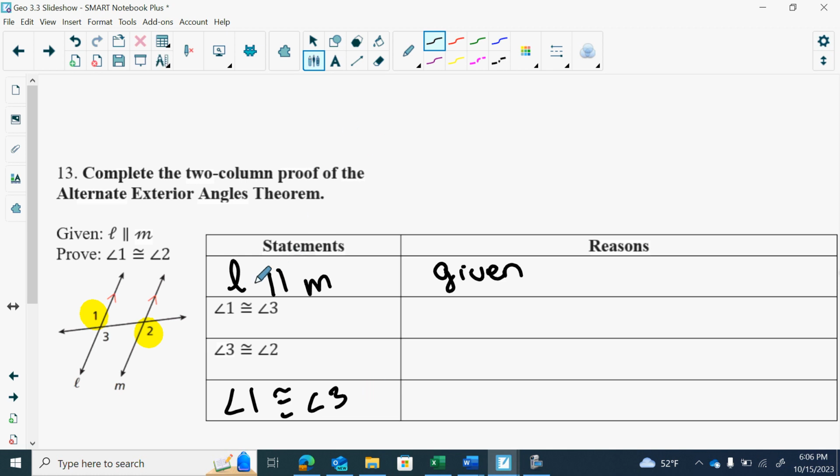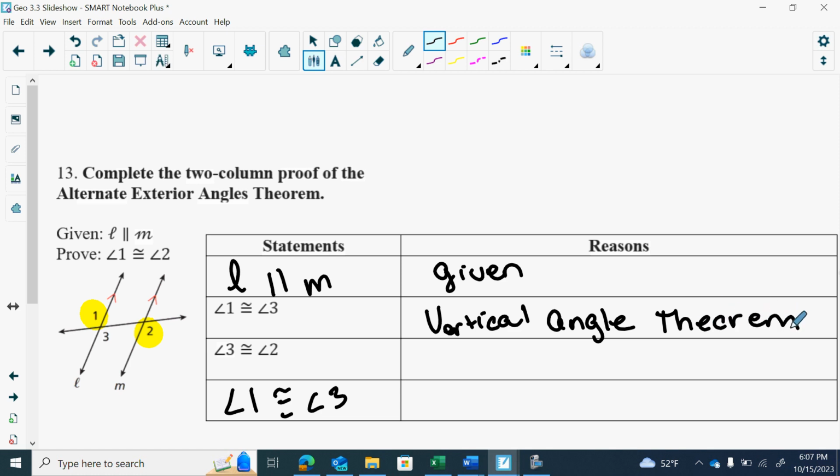So line L is parallel to line M, which means that angles 1 and 3 are congruent is the next statement. Well, we can say, by the vertical angle theorem, angles 1 and 3 are congruent because we have two angles that are not adjacent formed by two intersecting lines. So I'm going to say vertical angle theorem here, which is something we proved in chapter 2, which definitely means we can use it now. All right, so that's good.